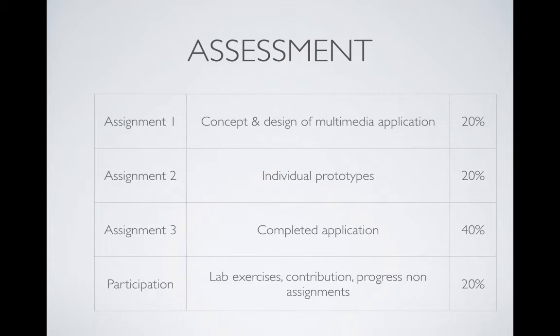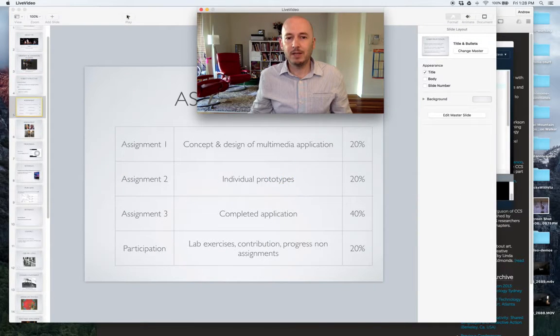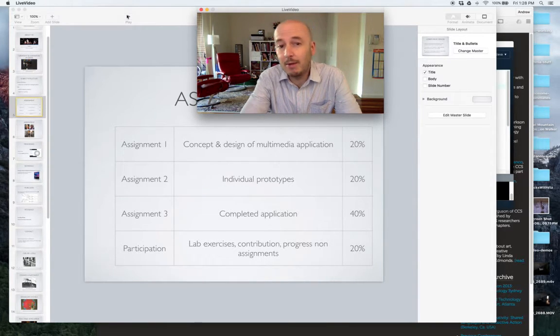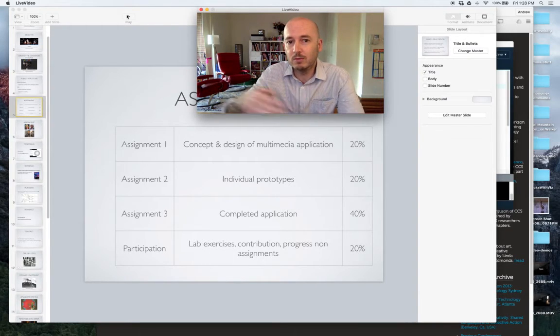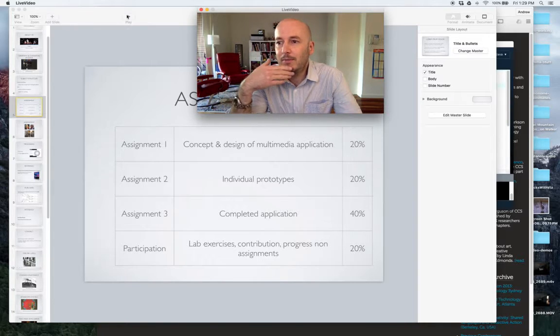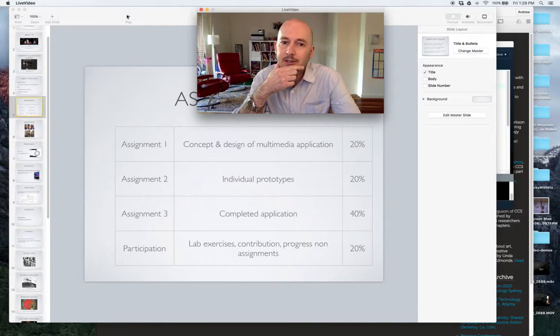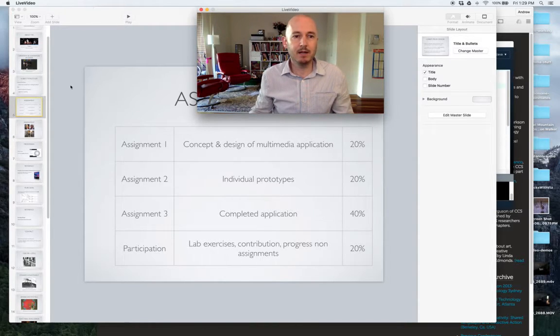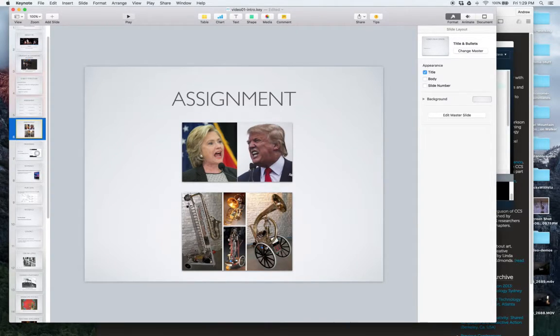As I alluded to before, there is also a participation mark, so there are a number of lab exercises that you will be working on in labs, and depending on how you go with those, how much effort you put in, how much you generally contribute to class, and how much progress you make on your assignments week to week, you will be getting each week either 0 marks for doing nothing, contributing nothing, 1 mark for doing reasonable work, and 2 marks for doing excellent work. At the end of the semester, each of those lab marks is added up, and that will contribute 20% to the final mark.